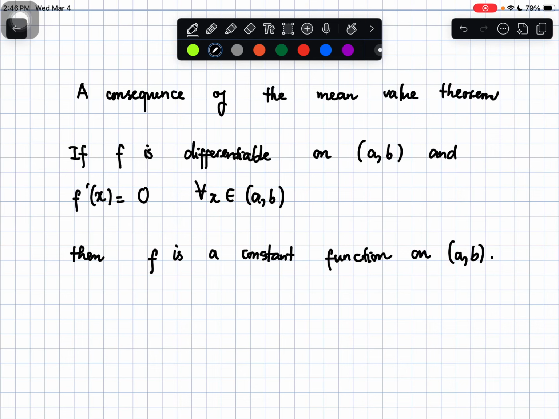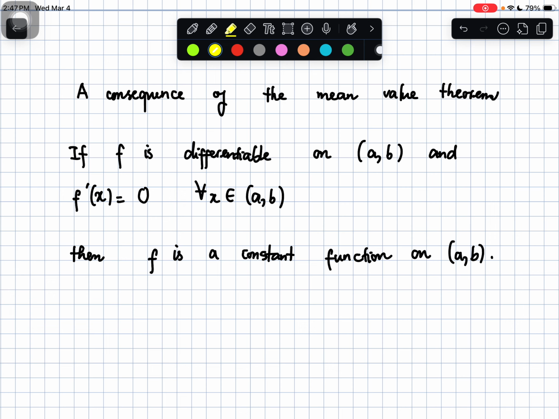Here we have a consequence of the mean value theorem. If f is differentiable on (a, b) and f prime of x equals 0 for all x in (a, b), then f is a constant function on (a, b). We have two conditions here.